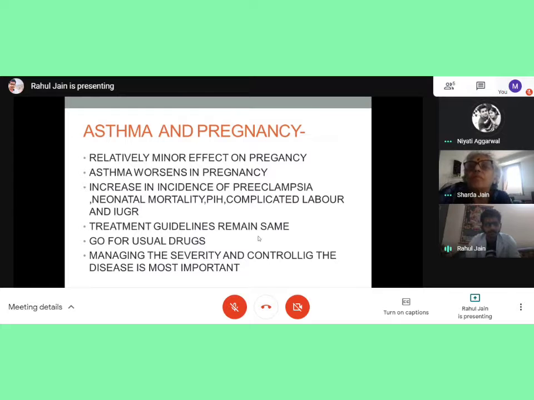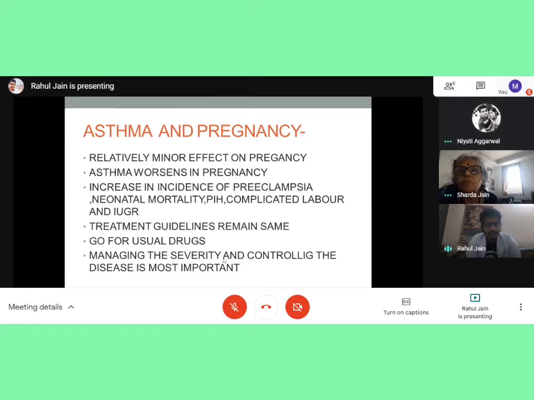and IUGR. So what I could understand is that asthma at a certain point will cause hypoxia, and whenever there is hypoxia, it can cause incidences of preeclampsia and pregnancy-induced hypertension. That is why preeclampsia and pregnancy-induced hypertension are associated with increased mortality, and then there is IUGR because the child won't get oxygen well. Then the treatment guidelines remain the same. It is better to go for the usual drugs and not try anything which has not been tried so much on patients, because pregnancy is a very complicated state and a state of altered physiology.